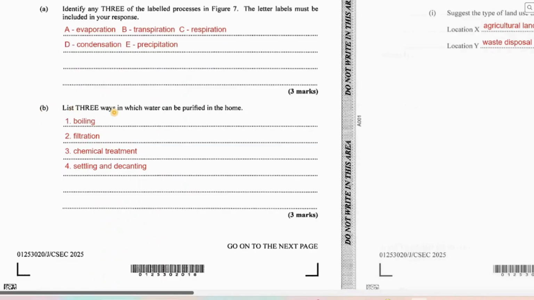B. List 3 ways in which water can be purified in the home. So any 3 ways that you could think about. I just put 4. So you can boil the water, filter or filtration, chemical treatments by adding chlorine, so chlorinating the water, or settling and decanting. So you collect the water, you allow it to settle in buckets or whatever container, and then you take the clean water from it while leaving all of the debris that's settled to the bottom.